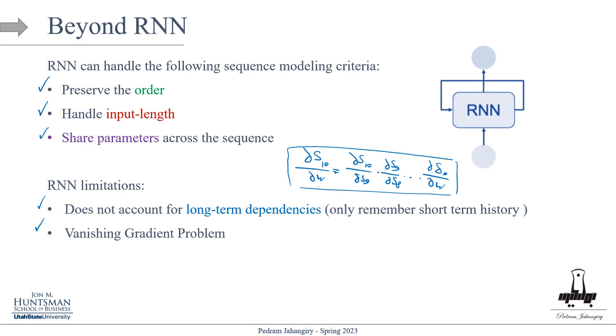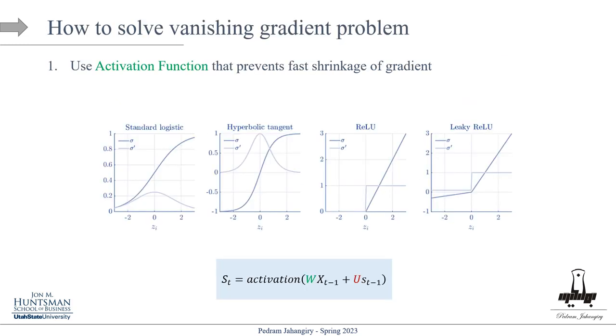In this video, we're going to fix these things by introducing gated cells. Let's see how we can solve the vanishing gradient problem in general, for any kind of deep learning model, including deep neural networks, convolutional neural networks, or even recurrent neural networks. The solutions I'm going to walk you through in the next couple of slides can be applied to any kind of deep learning model.